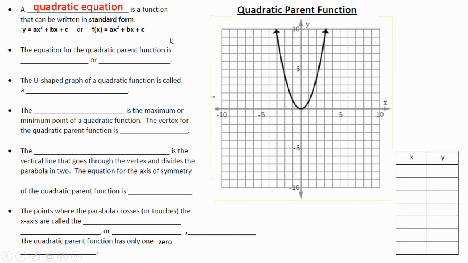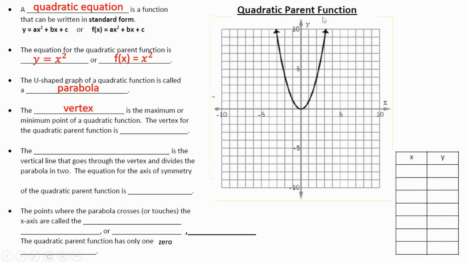The equation for the quadratic parent function is y equals x squared. Or we could say f of x equals x squared. Now remember that in linear equations, it was y equals x. When we did transformations of linear equations, we used y equals x, the most basic form out there. But now it's y equals x squared for a quadratic. You know it's a quadratic equation because of the squared. The U-shaped graph of a quadratic function, this little shape right here, is called a parabola.